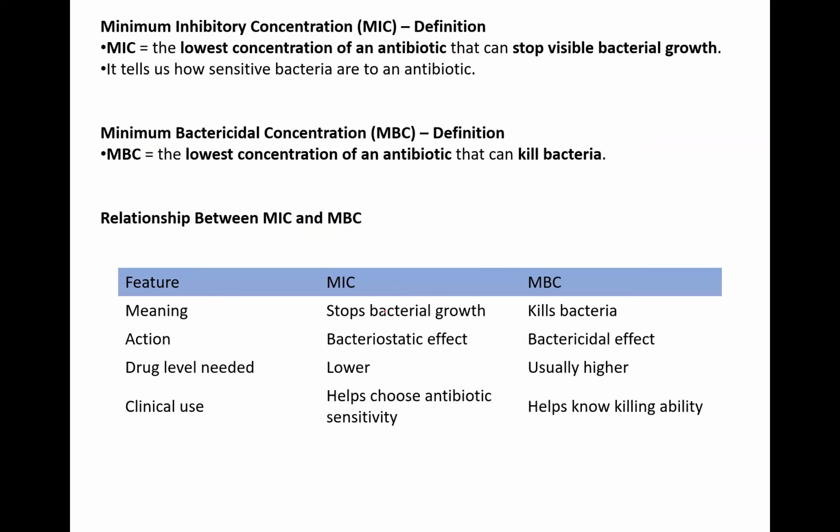Now, what is minimum inhibitory concentration and minimum bactericidal concentration? Very, very important. Minimum inhibitory concentration is the lowest concentration of an antibiotic which can stop visible bacterial growth in a 24-hour incubation. You might have done this during your pharmacy course with petri dishes: you put some sample, like soil or whatever, and then you put the antibiotic in the center.